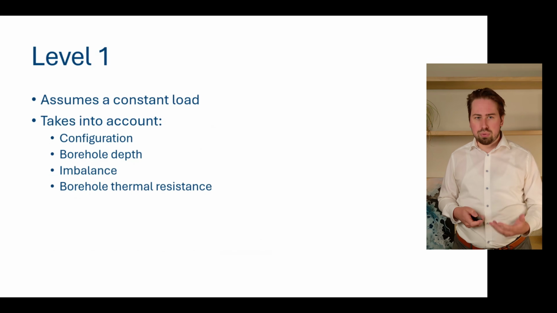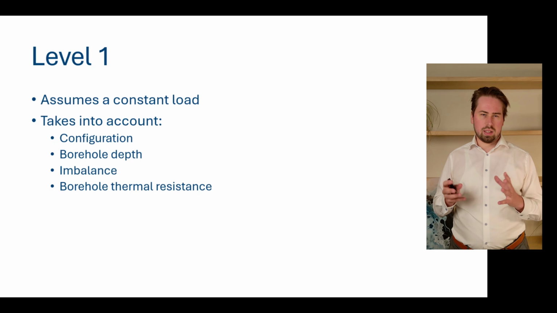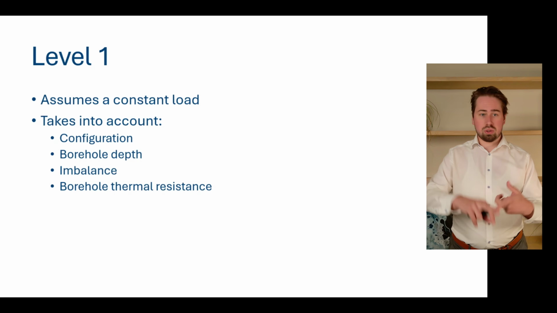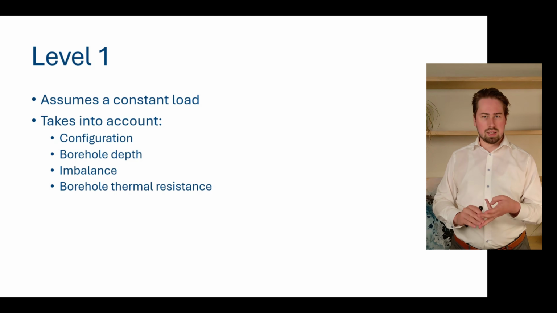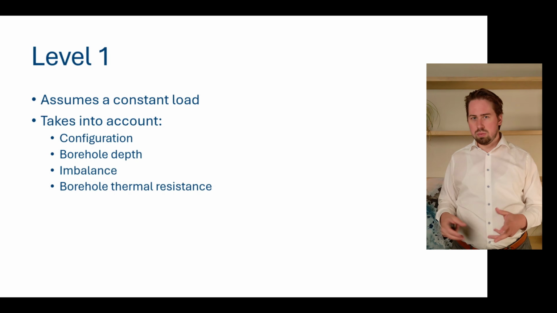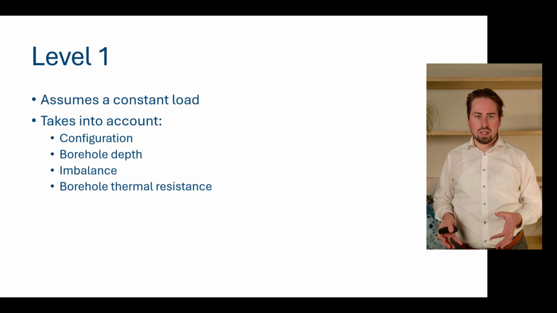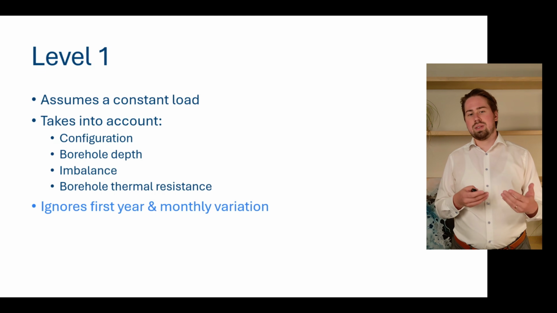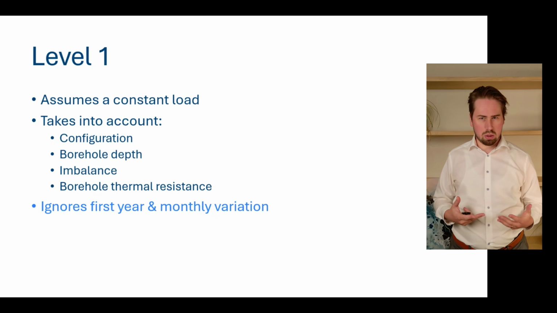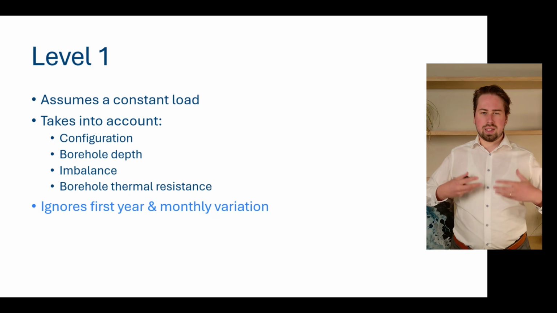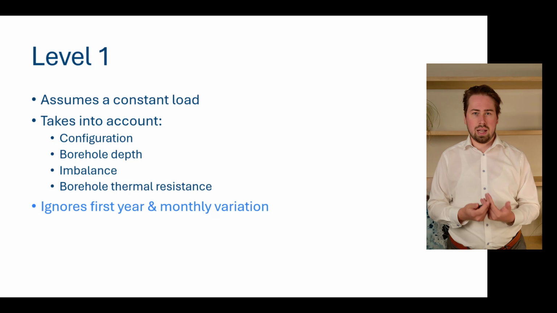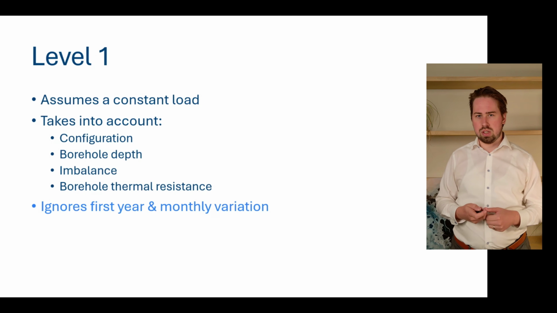When we go to the first level, basically what we're doing there is we will assume a constant load. So this already takes into account the bore field configuration, the borehole depth, the imbalance, the borehole thermal resistance. So we already have some information, but assuming your entire building load is a constant, well, it ignores basically the first year, it ignores monthly variation, it ignores variation in peak power. So it's not really accurate, but at least we already have some information about the bore field itself instead of just relying on a linear proportional relationship.